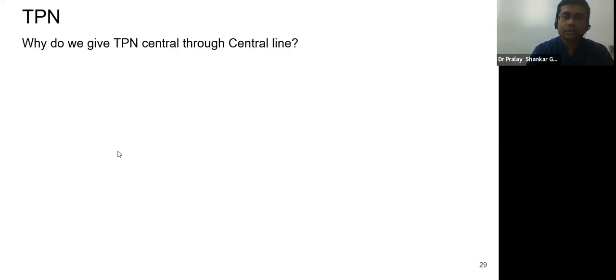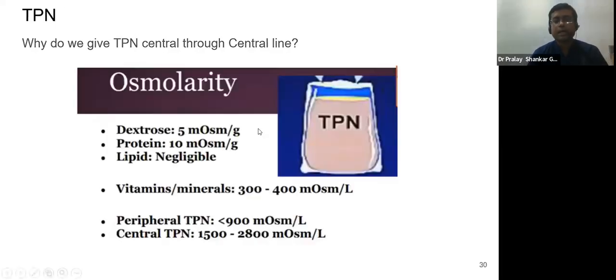Yeah. So thank you so much. I got the right answer: because of high osmolarity. You can see in the last line that peripheral TPN has an osmolarity of less than 900 milliosmol per liter, whereas central TPN has an osmolarity of 1500. So anything around or less than 1000 milliosmol we can give through a peripheral line, but more than that we should use a central line for transfusing, right?